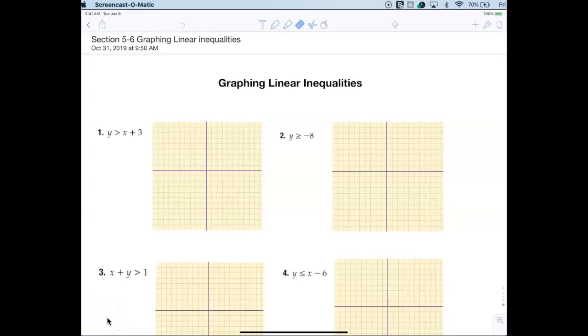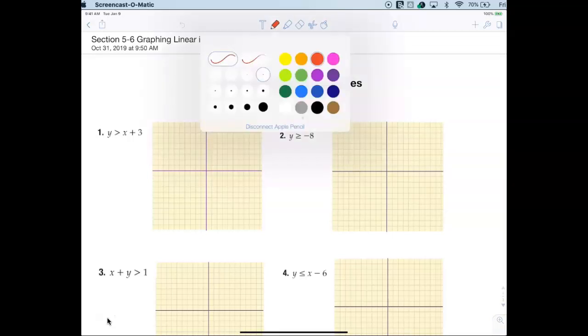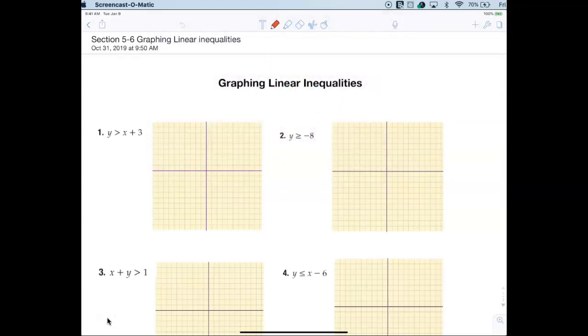Why I enjoy using the iPad for this is because it's just so nice to draw the line. All right. Now, what I want to do is talk about graphing. All right. So let's review.